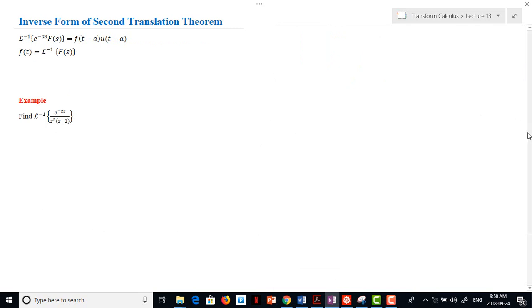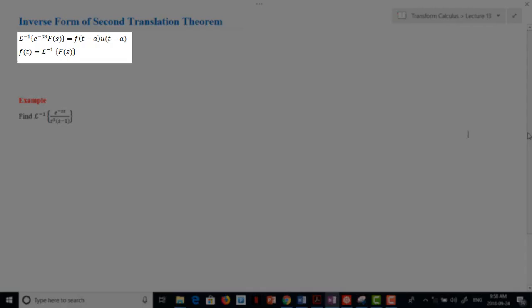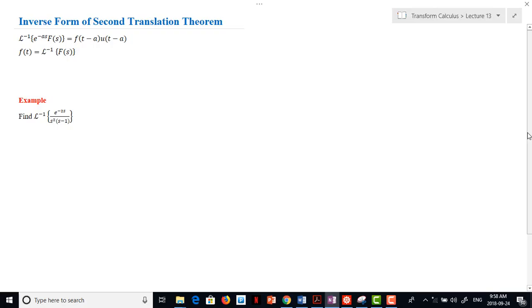Now that we know the second translation theorem, we want to talk about the inverse form of the second translation theorem. Based on this theorem, when we want to find the Laplace inverse of e to the power of minus as times F(s), it's equal to f(t minus a) times u(t minus a). u is the unit step function, and in this case f(t) is equal to the Laplace inverse of F(s). Now we can see how we use the inverse form of the second translation theorem to find the Laplace inverse of a function. Let's see this example.